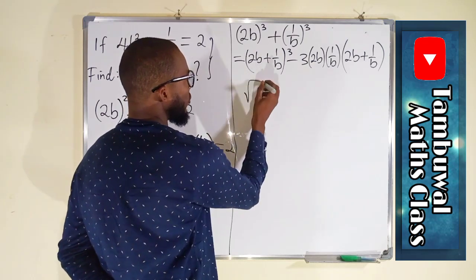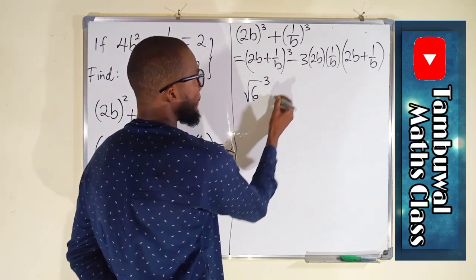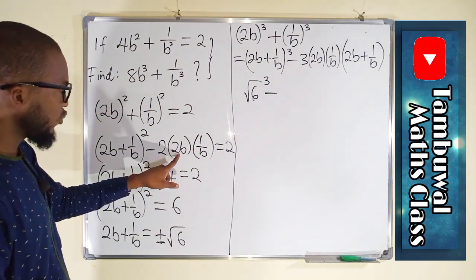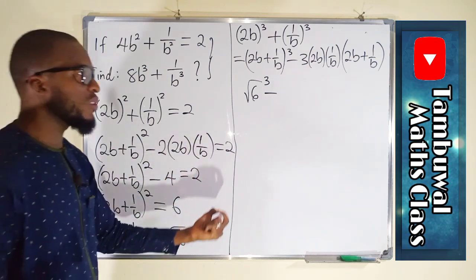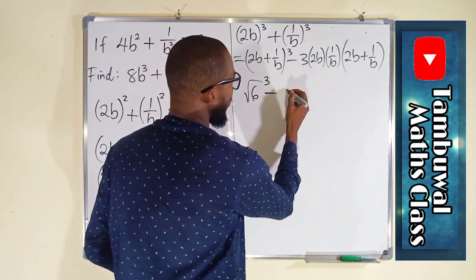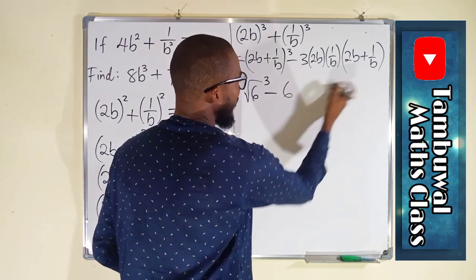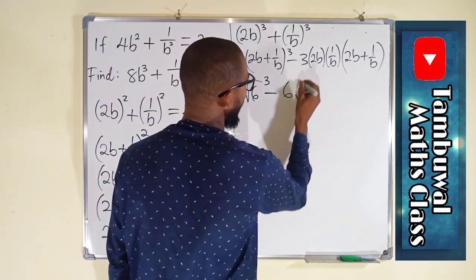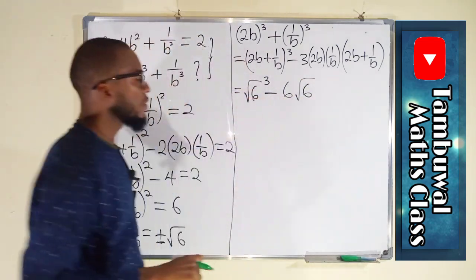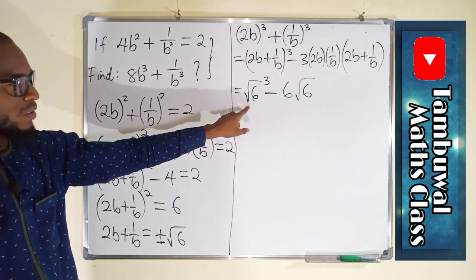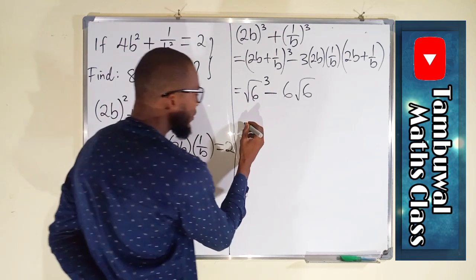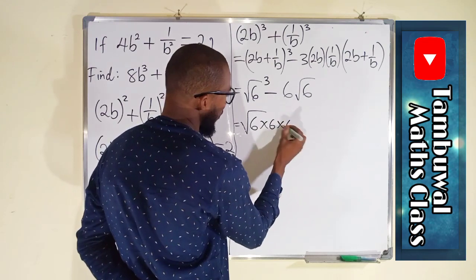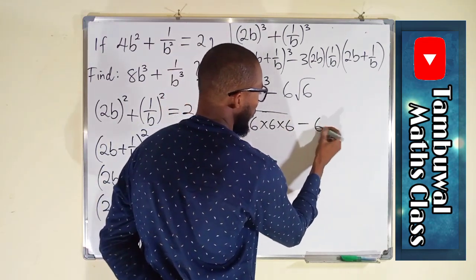This is positive root 6 to the third power minus. You remember from here, 2b times 1 over b will always give us 2. Times this other one, we have 6 times this, and remember, this is the same thing as positive root 6. So we have root 6. What is root 6 to the third power? This can be written as 6 times 6 times 6 inside square root, then minus 6 root 6.